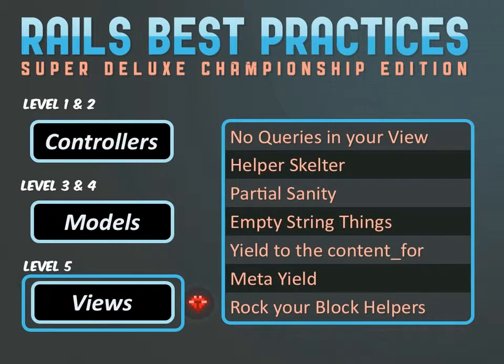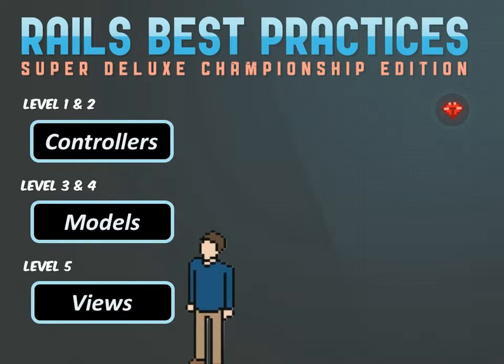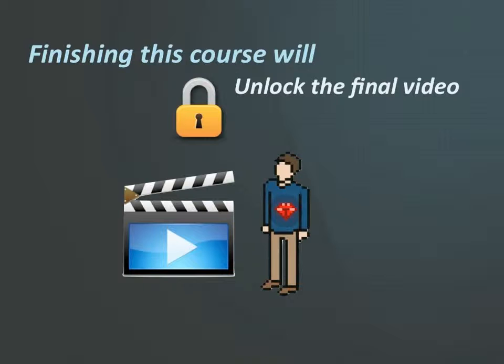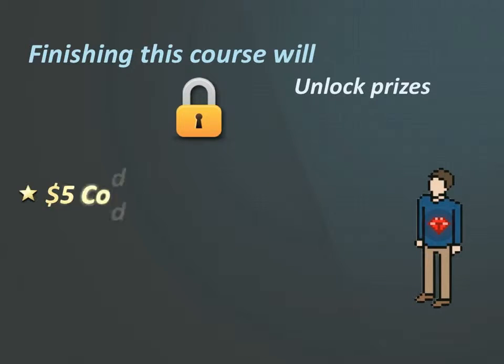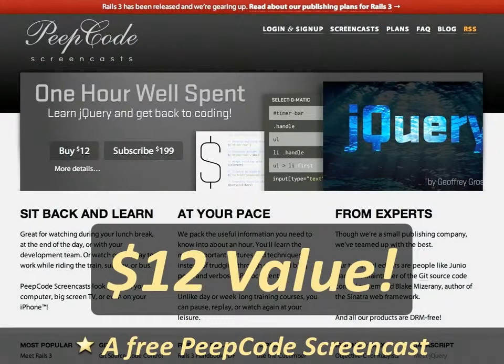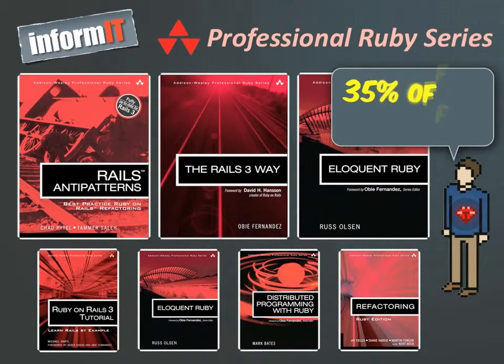We realize with Rails Best Practices that if you complete 5 levels, it should count for something, which is why when you finish the course, not only do you unlock the final video, but you'll also receive a few awards. One which contains an additional discount on your next Code School course, one for a free screencast of your choice from PeepCode Screencasts, and one for a 35% discount on all books from InformIT, which include the Addison Wesley Professional Ruby series.